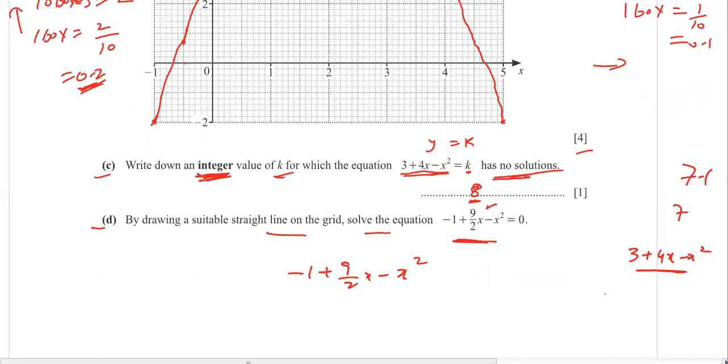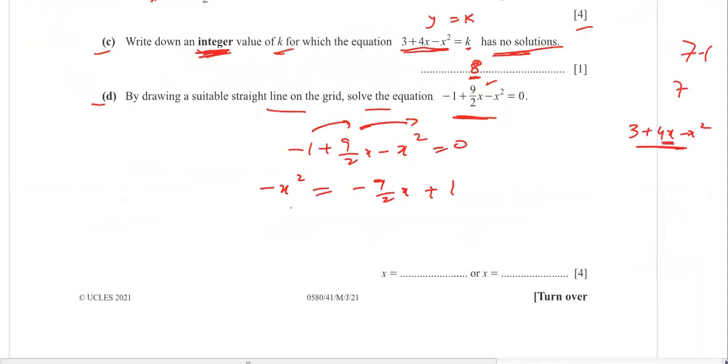I must make it in this form, and for that you need to rearrange it a little bit so you can get that one. The best way for that will be to take this one and this one to the other side. I will have minus x squared equal to minus 9 over 2x plus 1. Now what I need is 4x. Add 4x here, so you must add it here also. So it will become minus 9 over 2x plus 4x plus 1.